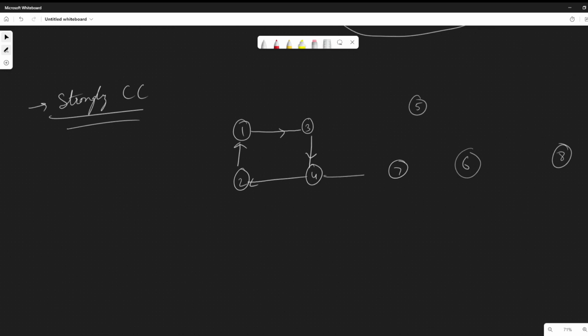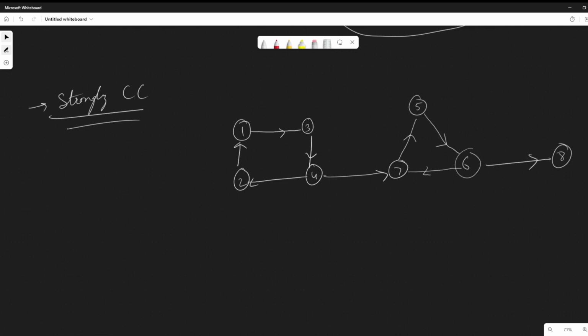After that, we combine with another part. So this looks like this, and this looks like this part, and so this. So how can we determine a connected component?